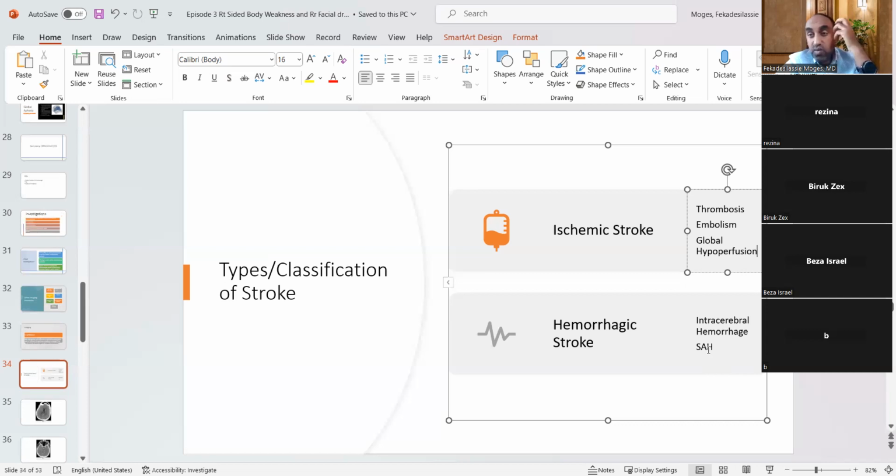Thunderclap headache. And very severe, the worst kind of headache in my life. That's how they describe it. And their headache is intense at presentation, just maximum at onset.